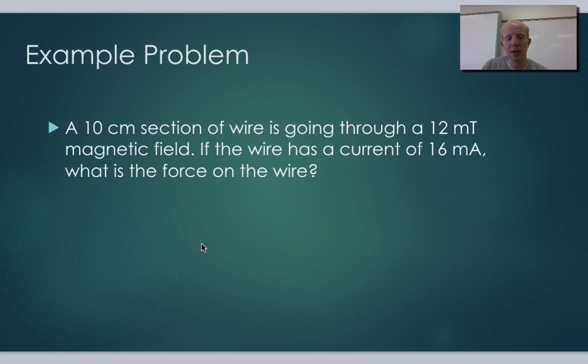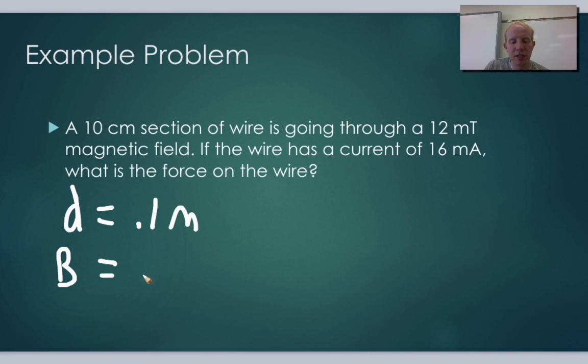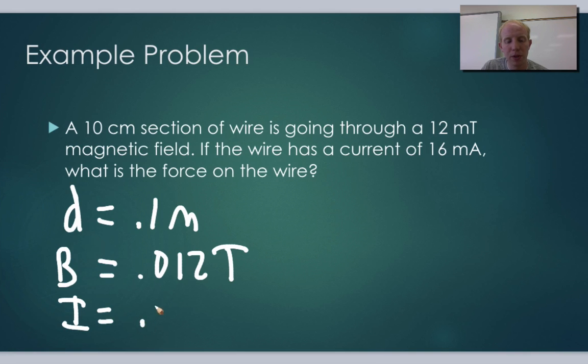Okay. So before we start this problem, let's put all these into SI units because there's a lot of conversions we need to do. So the 10 centimeter section, that's the length or distance, D. Instead of being 10 centimeters, that's 0.1 meters. 12 milliteslas is the field strength, so instead of being 12 milliteslas, that's 0.012 teslas. And then the current is I, and instead of 16 milliamps, it's 0.016 amps.